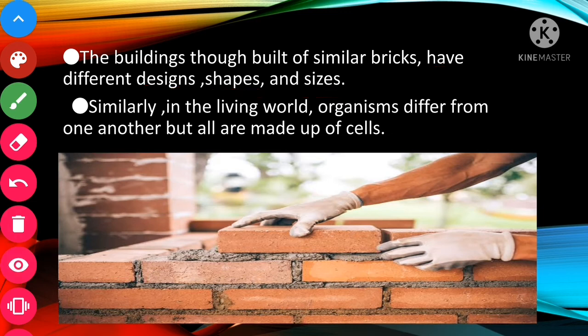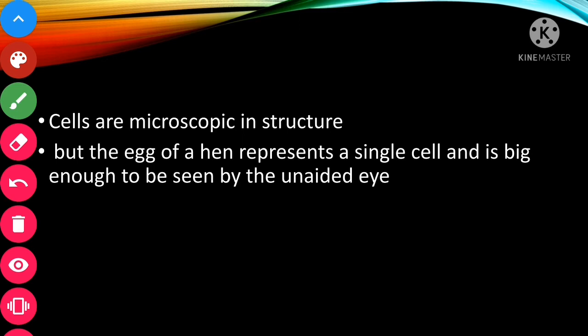Okay, so let's move to the next one. The size of cells. Actually, cells are microscopic in structure. We can't see them with our unaided eye. We cannot see with our naked eye or unaided eye. We need a microscope, then only we can observe the cell. Okay, but there is an exceptional case. What's the exception?